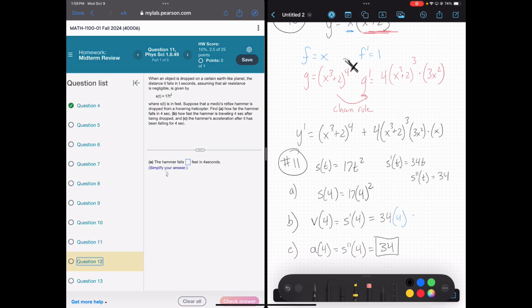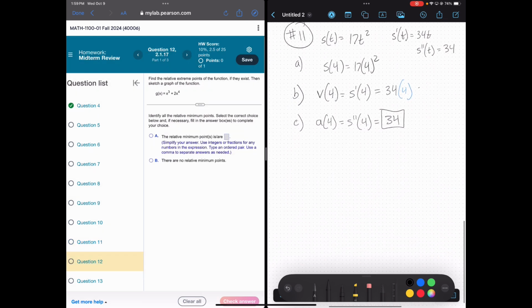Okay, moving on. Number 12. Now we get into chapter 2. Extreme values. Relative maximums, relative minimums. So find the relative extreme points of this function. What's the big idea here? What's the process? You have to find the derivative. Take the derivative, set it equal to 0. Remember, you're trying to find those critical points because your relative minimums and maximums occur at those critical points. So I'm going to take the derivative and set it equal to 0.